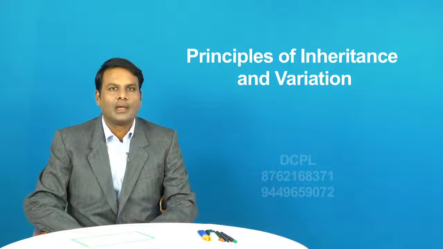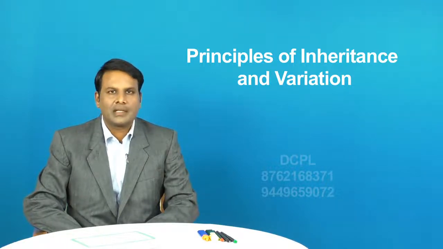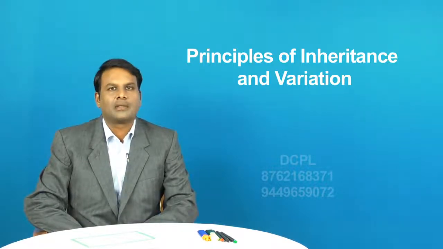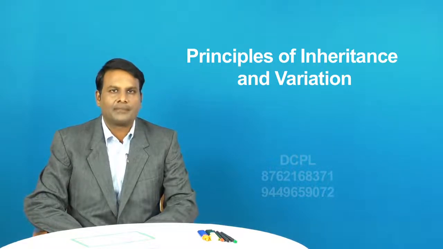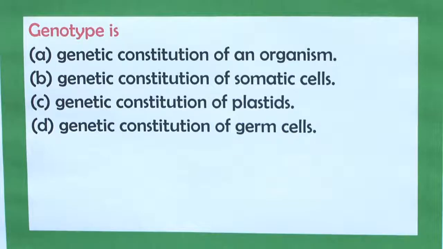Dear students, let us take up a few questions from this chapter and understand even more clearly the concepts in principles of inheritance and variation. Let us take up the first question. Genotype is: option A, genetic constitution of an organism; option B, genetic constitution of somatic cells; option C, genetic constitution of plastids; option D, genetic constitution of germ cells.